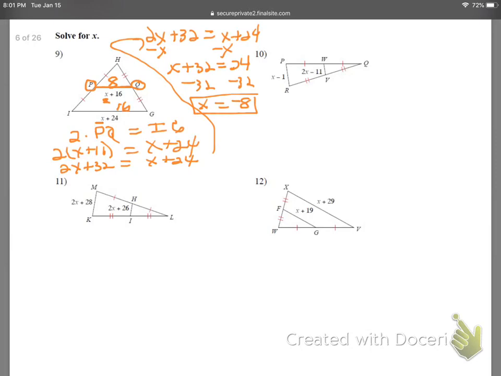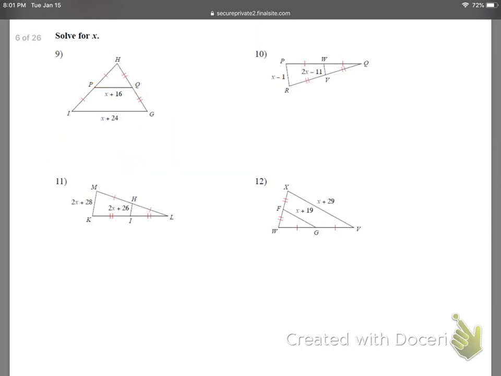Okay, so I'm going to get rid of this writing, and we'll write for question 10 instead. So let me get rid of all of this. Okay, much better. Okay, so look at question 10. Same idea. What I'm seeing is that WV is a mid-segment right here, and PR is the part of the triangle that is parallel to it.